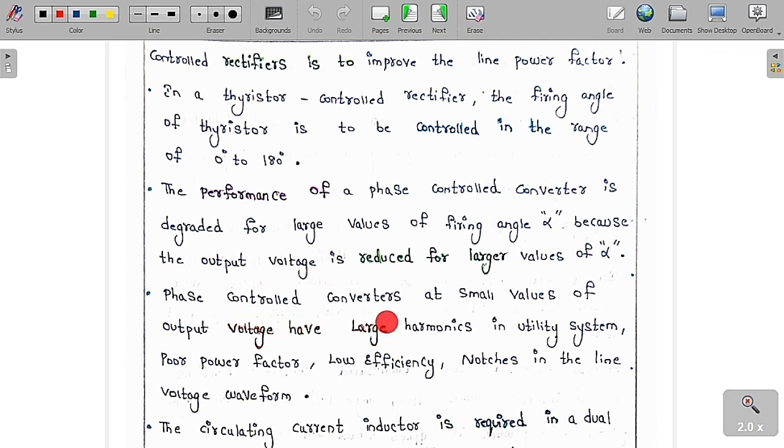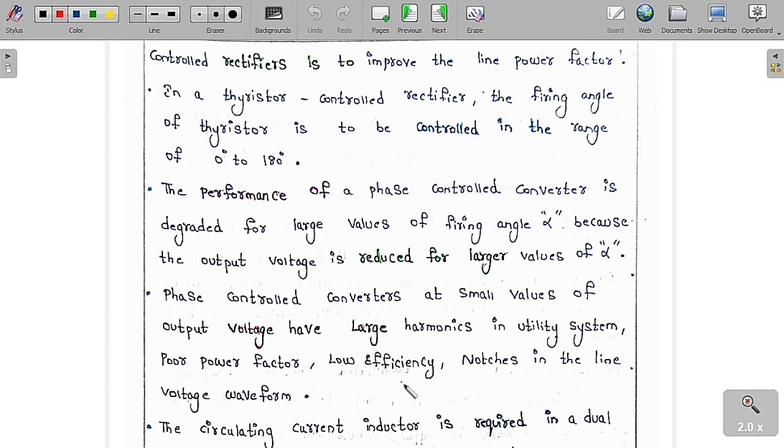Phase control converters at small values of output voltage have large harmonics in the system, poor power factor, low efficiency, and a non-sinusoidal line voltage waveform.